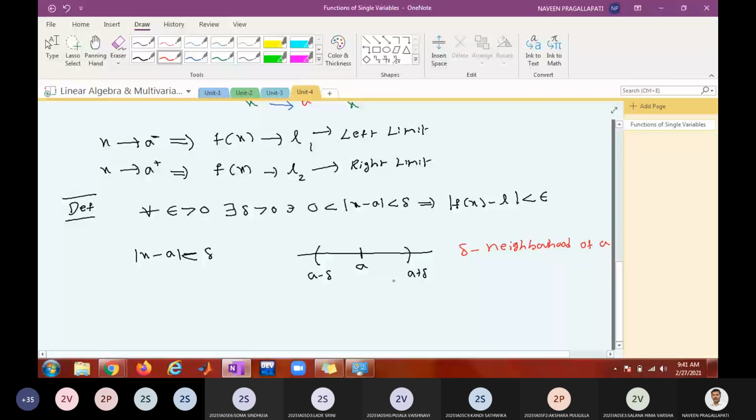So around a point, how many neighborhoods will exist? Because delta is my choice, no? I can have one neighborhood, you can have infinite neighborhoods, right? Now, what do you mean by 0 less than modulus of x minus a less than delta?